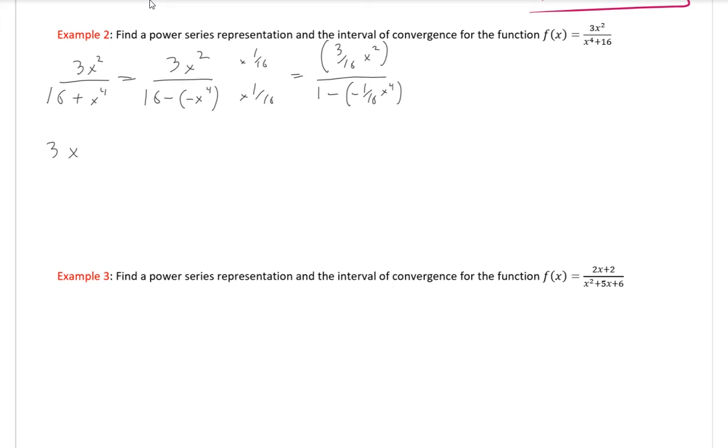So this isn't necessarily the prettiest thing. We can continue that on the same line. But we should now be able to write this as a summation from 0 to infinity. We have our value for a on top. And we have our ratio here. So we should be able to say our a value, 3 over 16 x squared, multiplied by our ratio value of negative 1 over 16 x to the 4th to the n power.